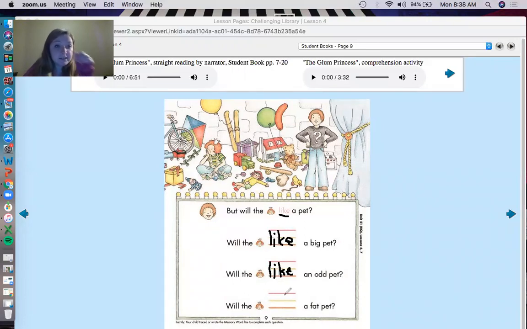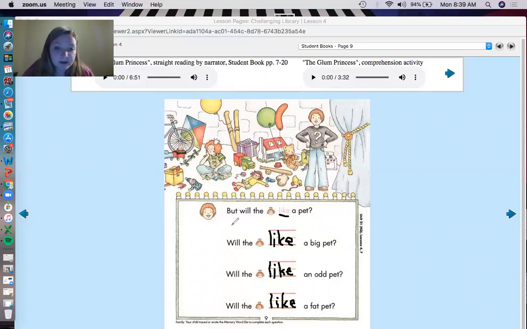All right, last one. They want us to write the word like by ourselves. So L, I, K, E. Let's read this sentence together. Will the princess like a fat pet? So let's read this whole page again now that we have it all set up.